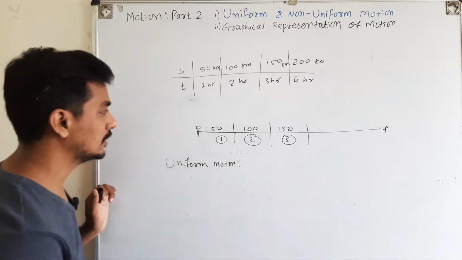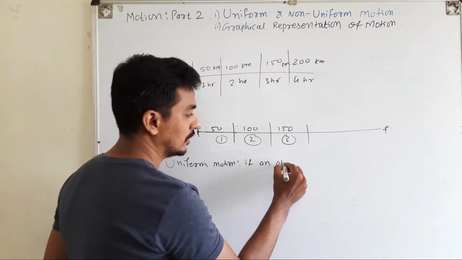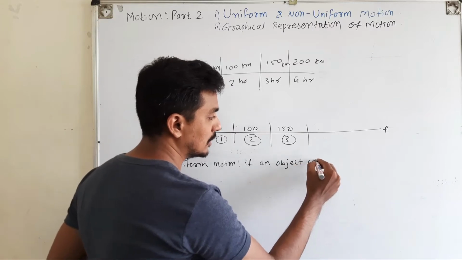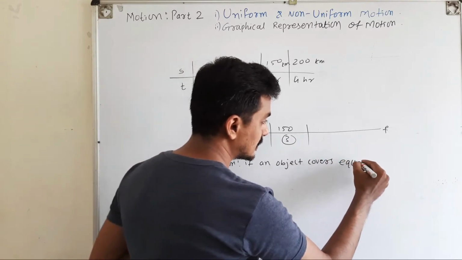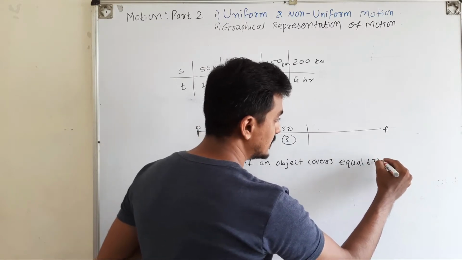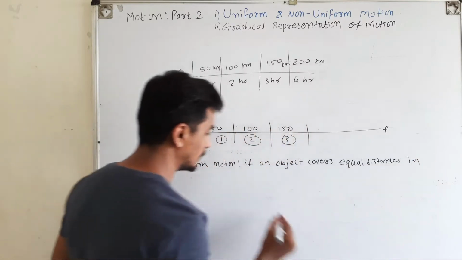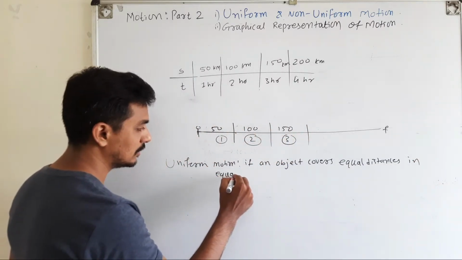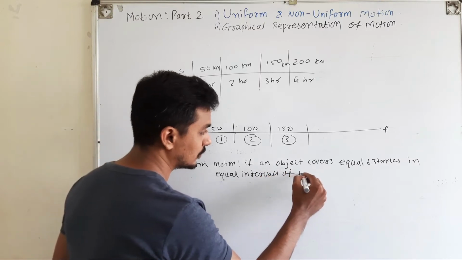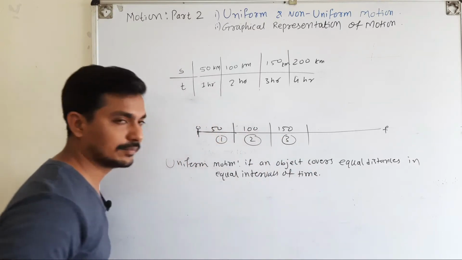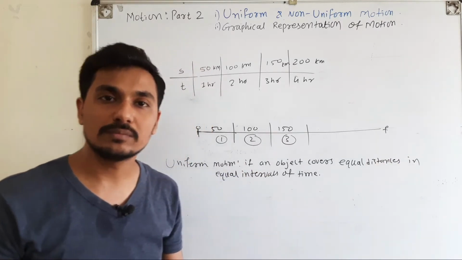So how do we define it? If an object covers or travels equal distances in equal intervals of time, then the motion of the object is said to be uniform motion.